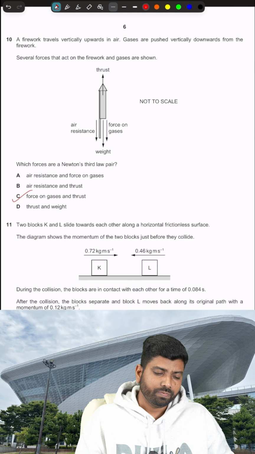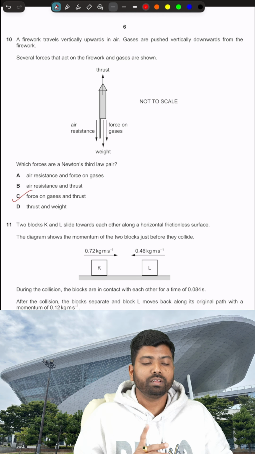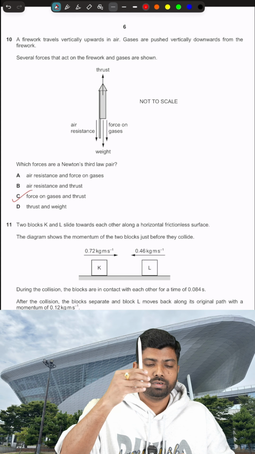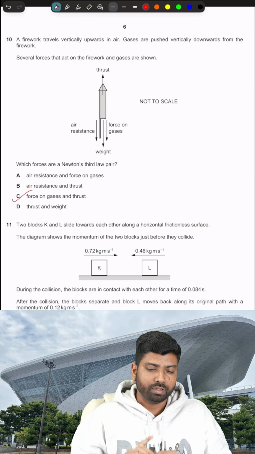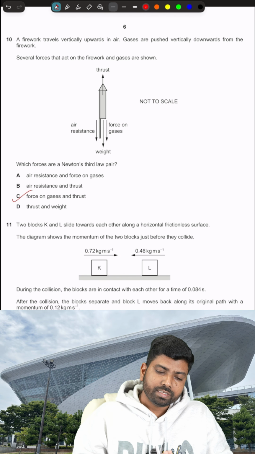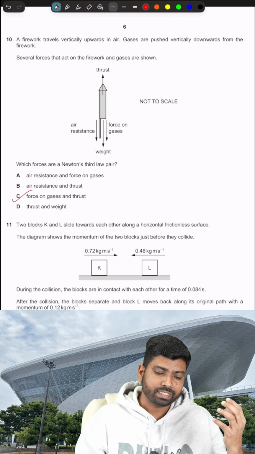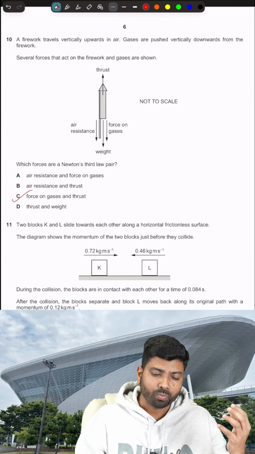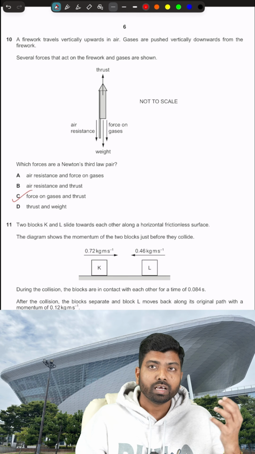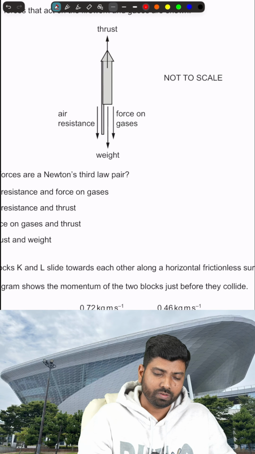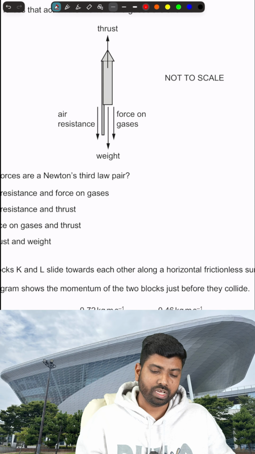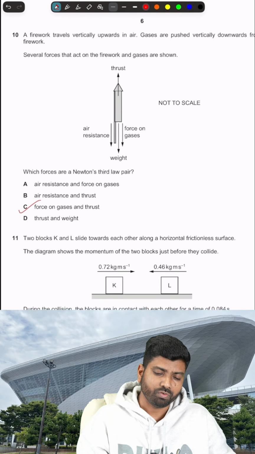A firework travels vertically upward in the air. Okay, it is projected vertically upward in the air. Gases are ejected downwards from the firework. Several forces that act on the firework and gases are shown in the figure. Can you see the figure? Thrust, air resistance, force, all these several forces.